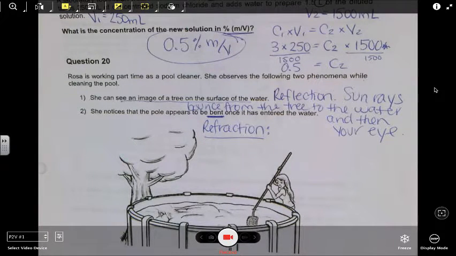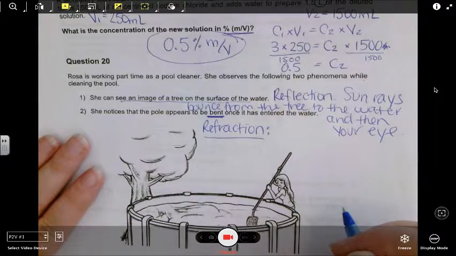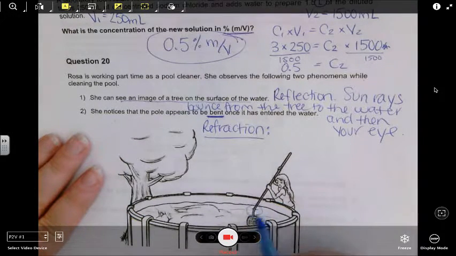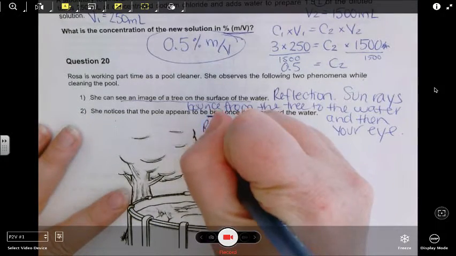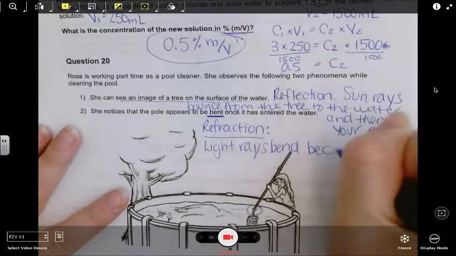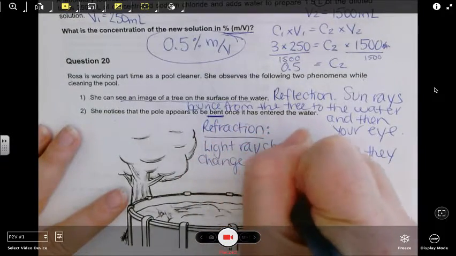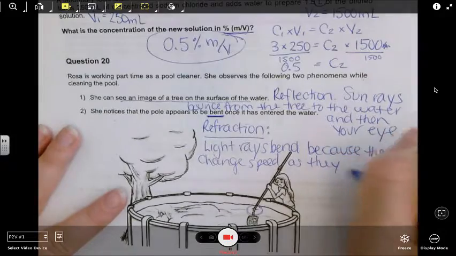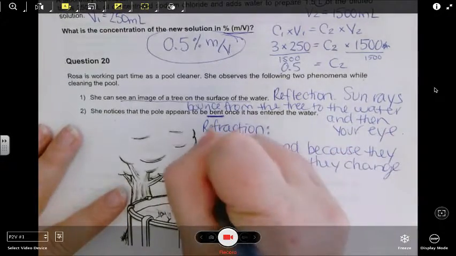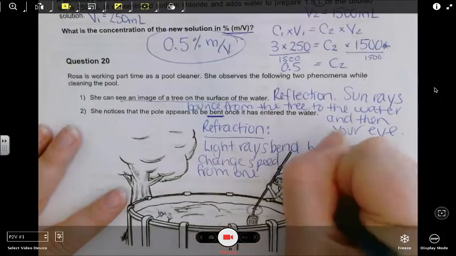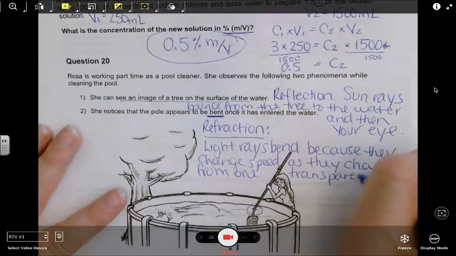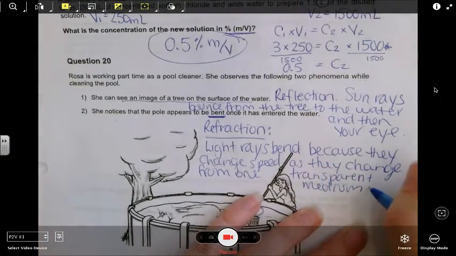Okay, but refraction, so the way that this pole is bent where it's making contact with the water here is because you can say light rays bend because they change speed as they change from one transparent medium to another. Or you could just say from the air to the water. One transparent medium to another.